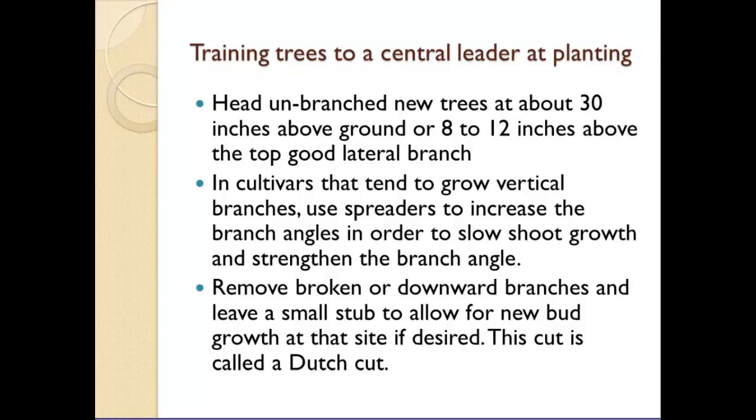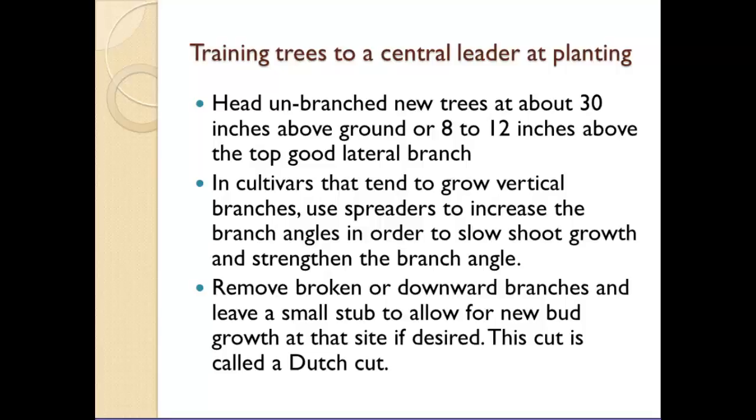So you get your trees in, and the first thing, let's say that you have a whip. First thing you're going to do is cut off or tip the tree about 30 inches above ground. Or if you have some good feathers, you can do it 8 to 12 inches above the top good feather on there. And so as this, you're going to start looking at whether you need to use spreaders at this point for some real upright growth. And when you have young growth, you can do this with clothespins, simple things like that. On larger branches, we're getting into some wood spreaders, and I'm going to have some pictures on there as well.